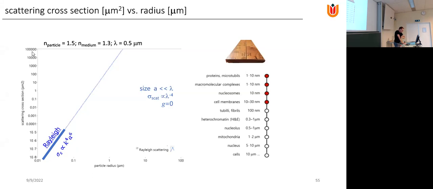Okay, this is the result so far. For the small particles, we have Rayleigh scattering. If we make a diagram of scattering cross section on the vertical axis and particle radius on the horizontal axis, for a given wavelength, 500 nanometers, and a given set of refractive indices, we can calculate the scattering cross section as it is determined by Rayleigh.